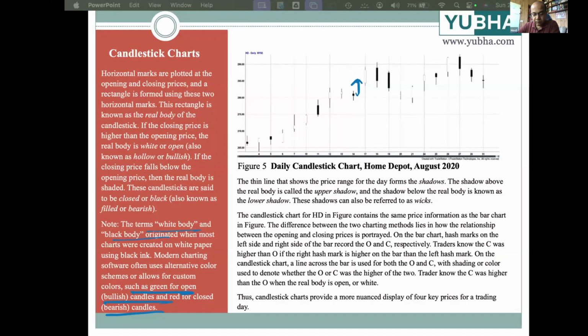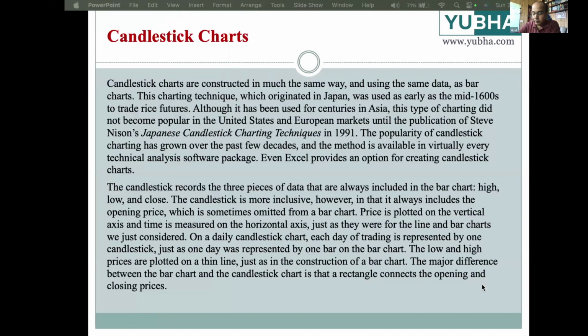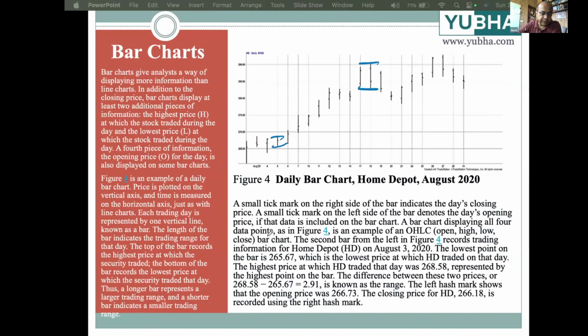Let me just share the screen again. If you go on to this one, what you'll see is that something like this would form a doji candle. So this is how it's represented on a bar chart. Again, this one is a doji candle. So you have wicks on both up and down side, but the prices have closed very close to each other.